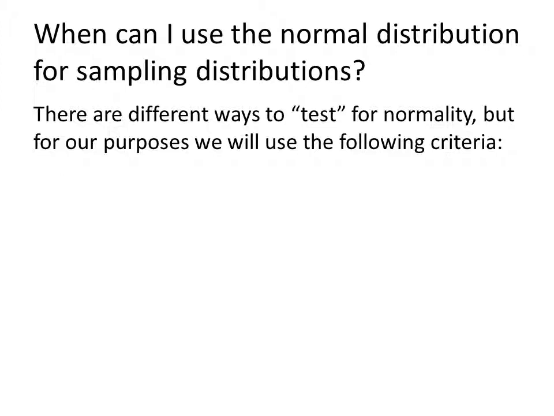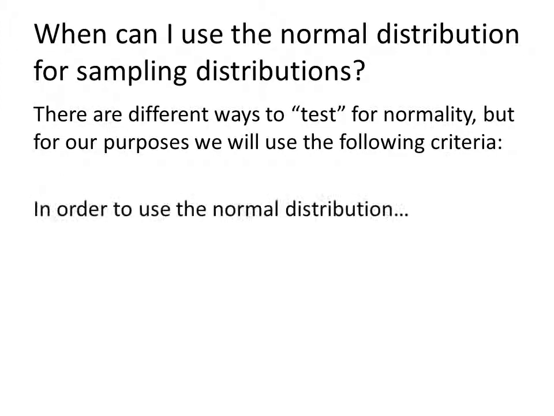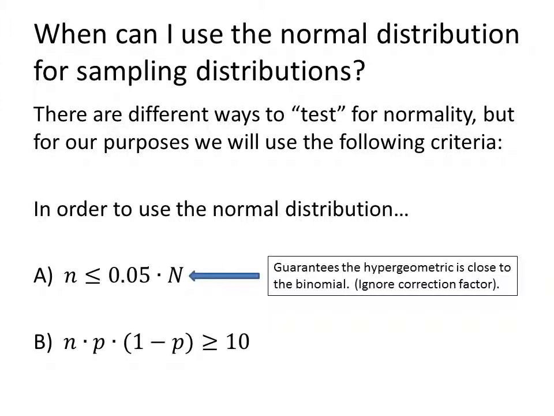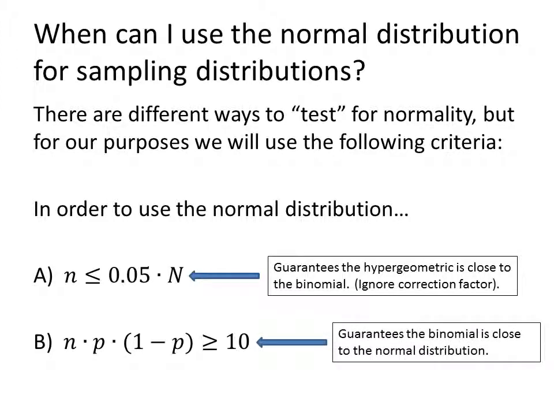So here are the tests that we need to use when we're wanting to use the normal distribution. In order to use the normal distribution, we need two things. The first thing is that the size of our sample needs to be small relative to the size of the population. In this case, we would say that n just needs to be less than 0.05 times capital N, the size of the population, or less than 5% of the population. And then, of course, we have our other rule here. If this follows, then we can use the normal distribution. Basically, this first rule guarantees that the hypergeometric is close to the binomial, that is, we can ignore the correction factor, and the second rule guarantees that the binomial is close to the normal distribution.